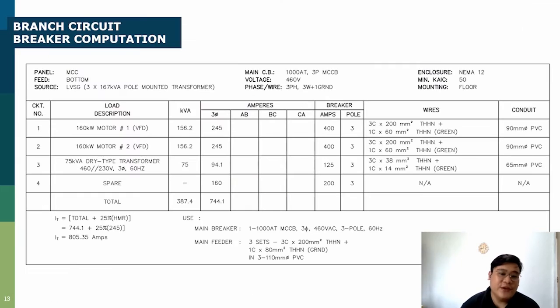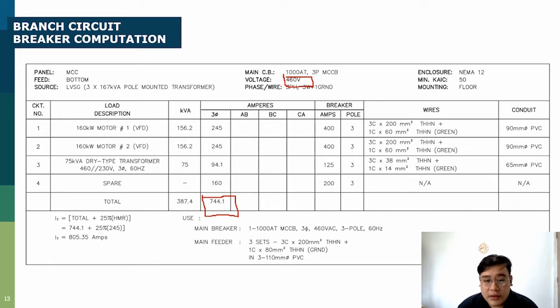So, next. So, dito naman, branch circuit breaker computation naman ng MCC. Ito naman yung proposed na schedule of loads. Gusto ko lang pong i-point out dito yung total, which is the 744.1 at saka syempre 460 volts natin dyan.